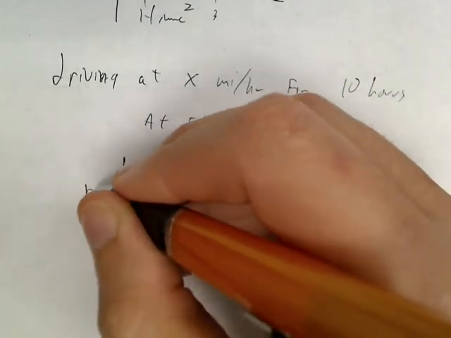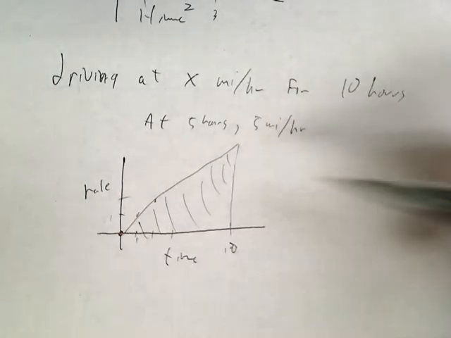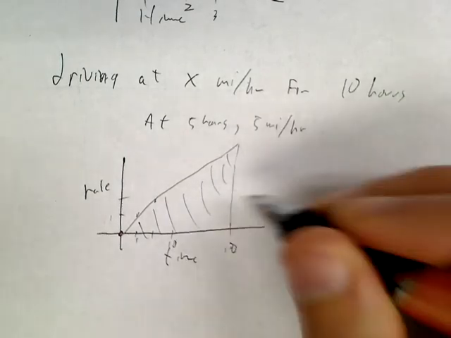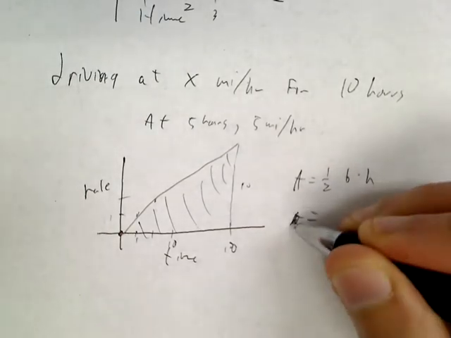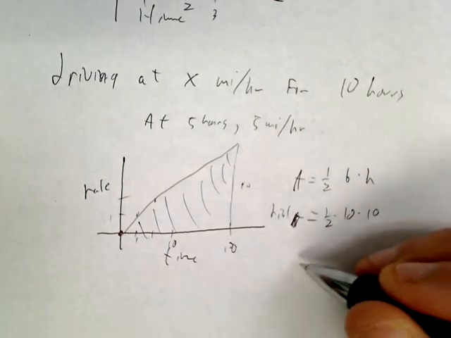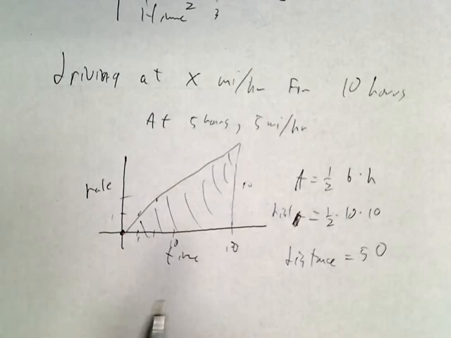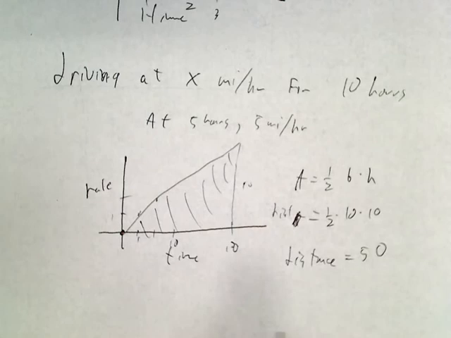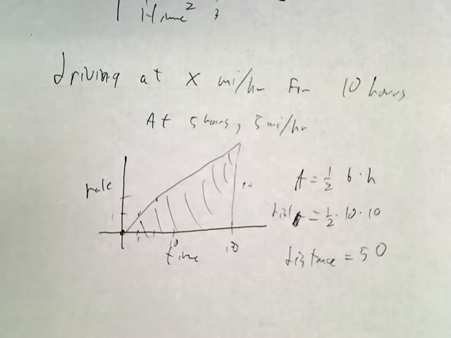So this is rate, time. So how far did I go? We'll just find the area under the curve, and it's a little bit of a different shape, but we can do that, right? We can do a triangle. So the base is 10, the height is 10. So area equals 1/2 base times height. Well, we can call this the distance, right? The distance is 1/2 times 10 times 10, so the distance is 50. So if I drive at X miles an hour for 10 hours, I'll go 50 miles. So if I have any graph with the rate and the time, and I find the area underneath the curve, that will give me the distance.